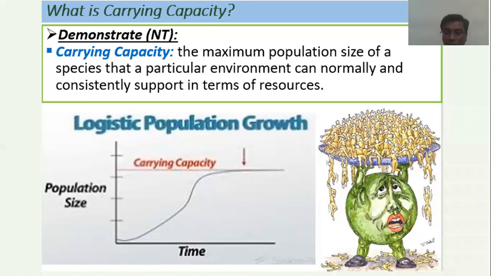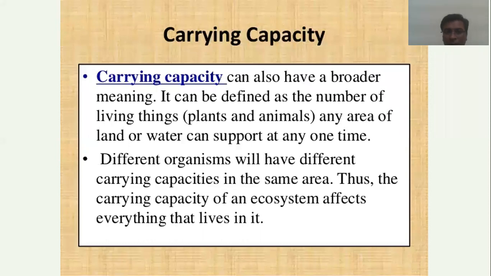So it requires water, it requires sunlight, and it requires fertile land. If all these three are available, then in that particular area the population is very high, whether it is plants, animals, or human beings, whatever it may be. That is known as the carrying capacity of that particular land. So this is the carrying capacity.